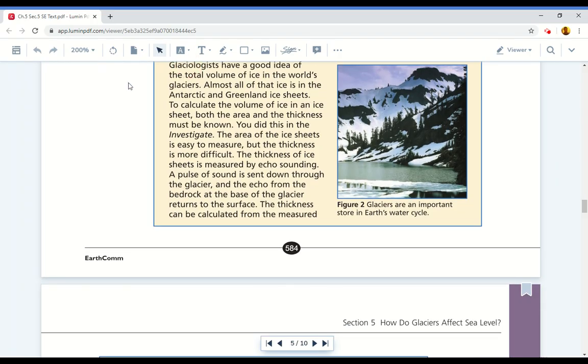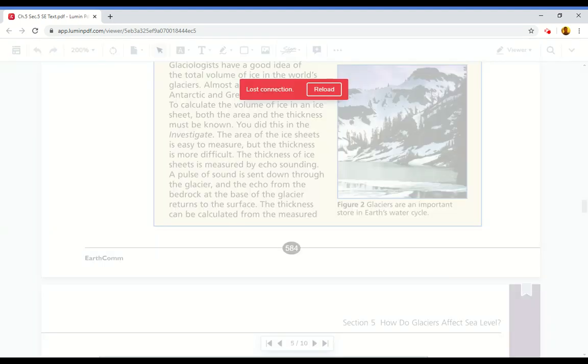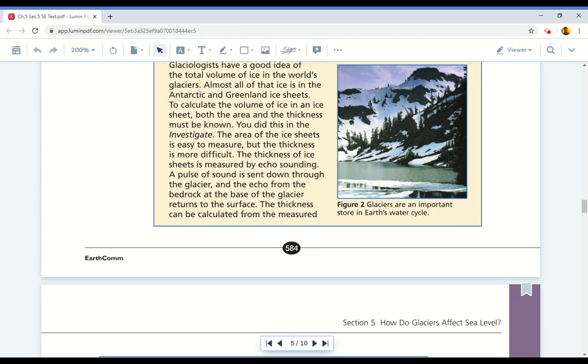Glaciologists have a good idea of the total volume of ice in the world's glaciers. Almost all of that ice is in the Antarctic and Greenland ice sheets. To calculate the volume of ice in an ice sheet, both the area and the thickness must be known. You did this in the Investigate. The area of the ice sheets is easy to measure, but the thickness is more difficult.